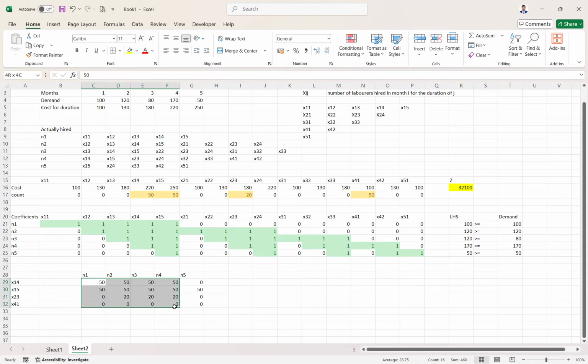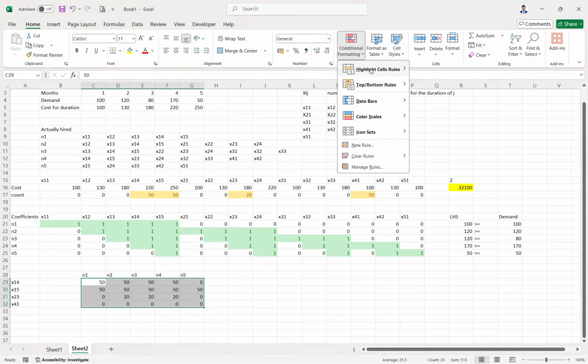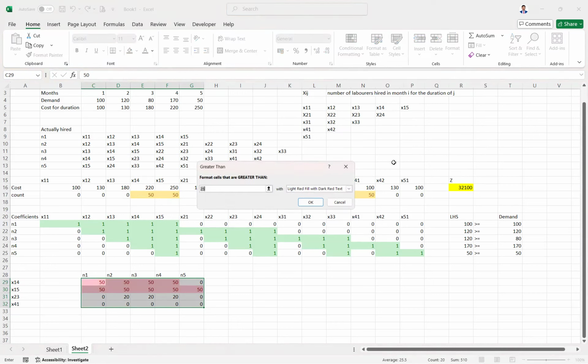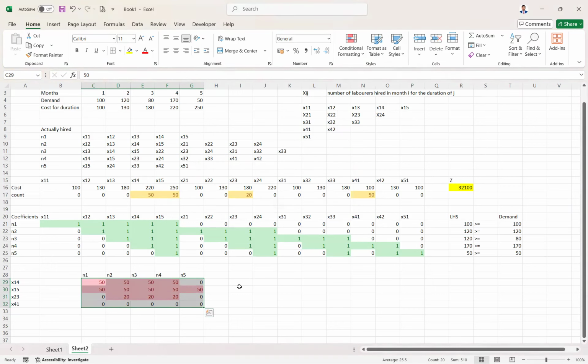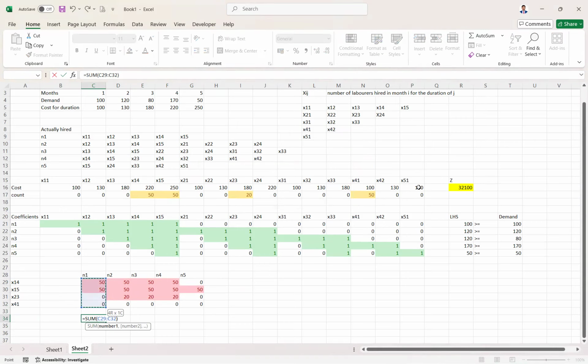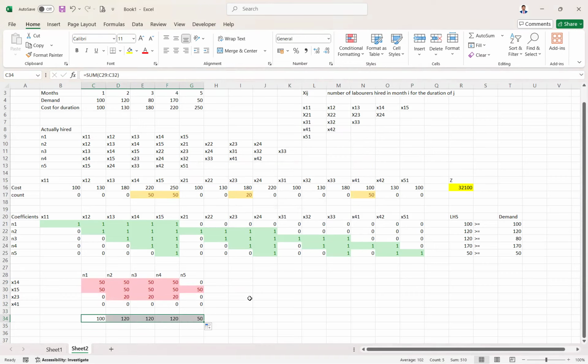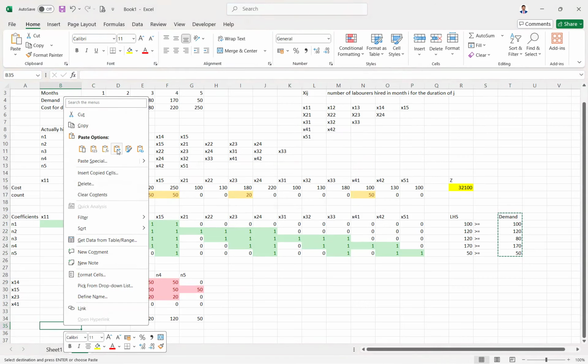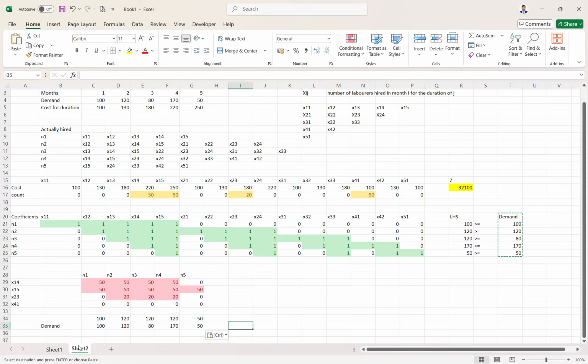Now, so the visibility is clear, it is always good to highlight greater than 0. This time highlight red. So this is the contribution given. Now see the total sum. Let me just extend it. Now look at it. Month 1. Also let me paste the demand. So this is transposed. Now you see.